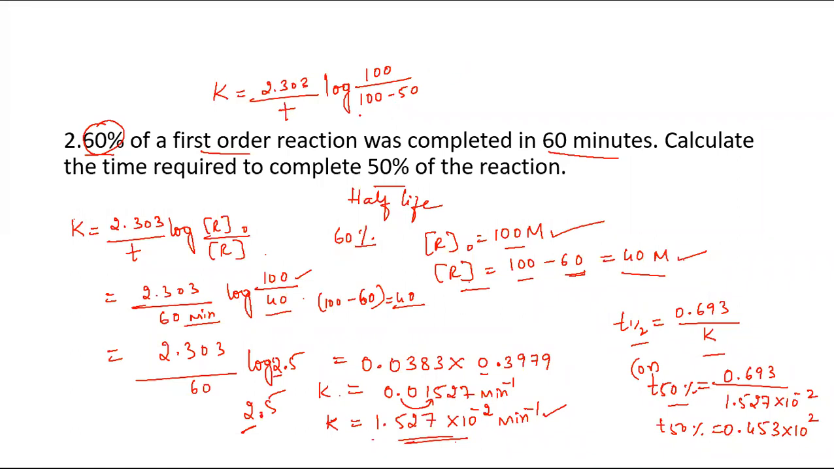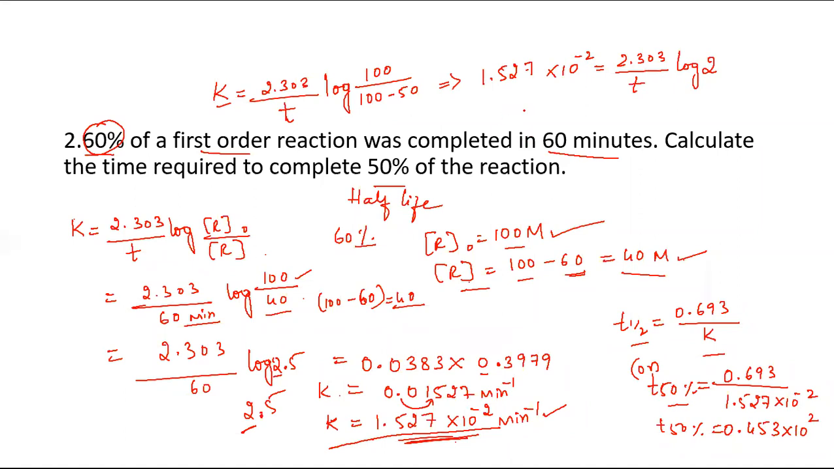Therefore, you have to calculate the time value. K we already found, that is 1.527. The value we got, you have to substitute here. This implies 1.527 into 10 to the power of minus 2 is equal to 2.303, T you need to calculate, log 100 by 50 is 2. Again, log 2 is 0.3010, that we have derived in half-life period.